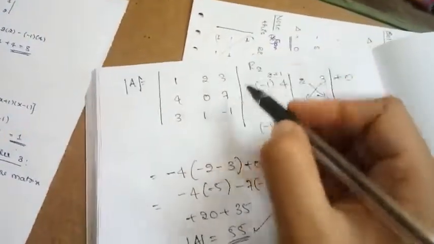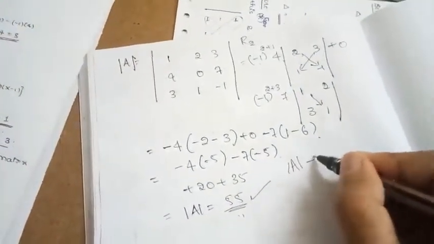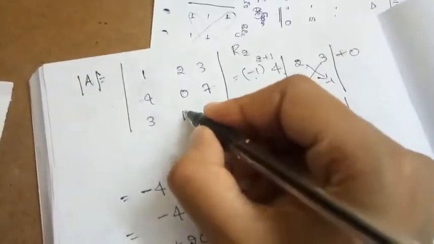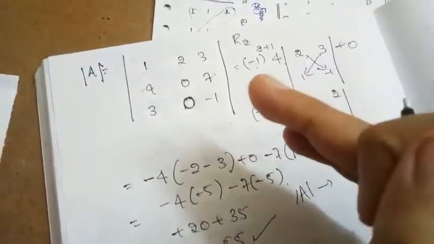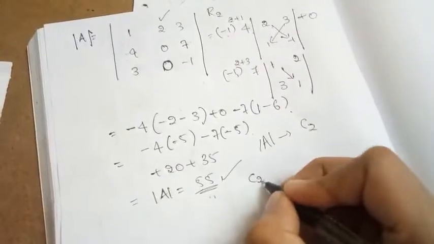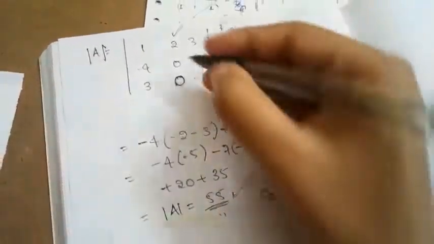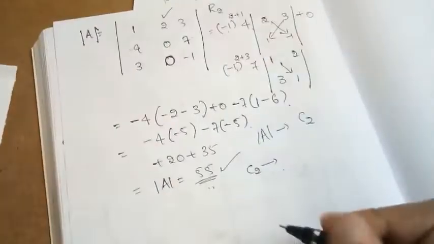You can also check the determinant value of A by expanding it along column 2. You can do it by yourself. Suppose there were a 0 here also, then there would be no other choice to make between R2 or R1. I am directly choosing column C2, expanding along C2, because this column has 2 zeros.